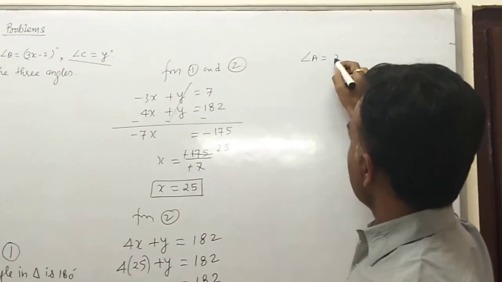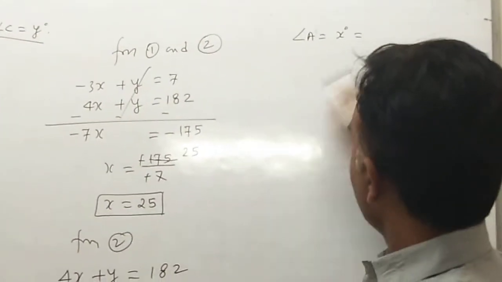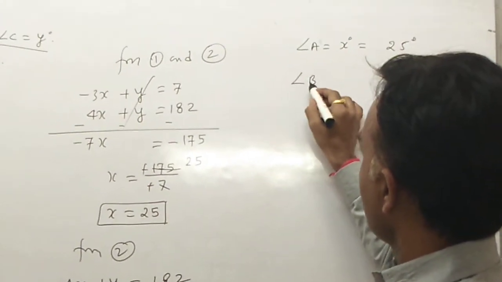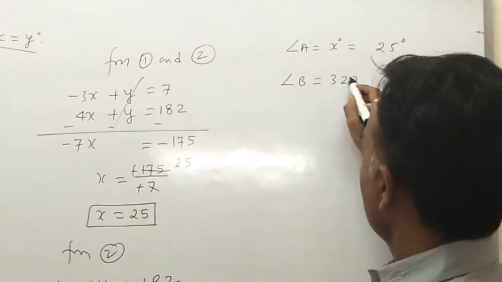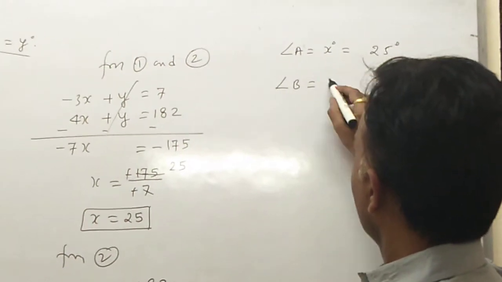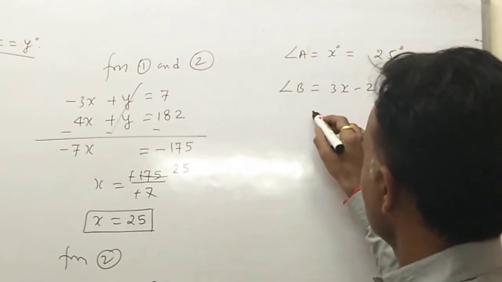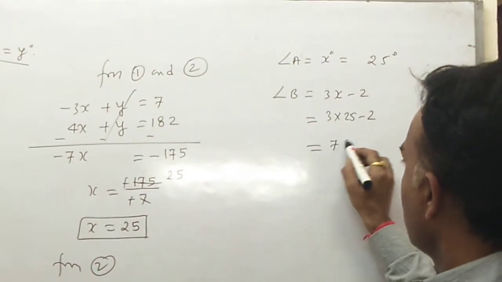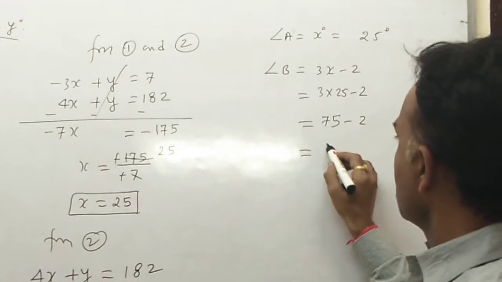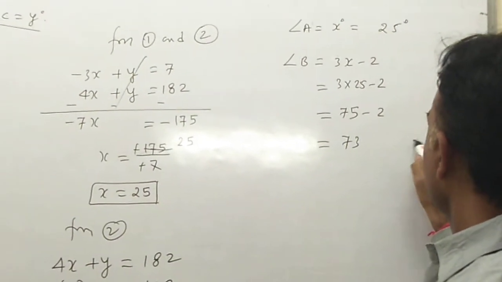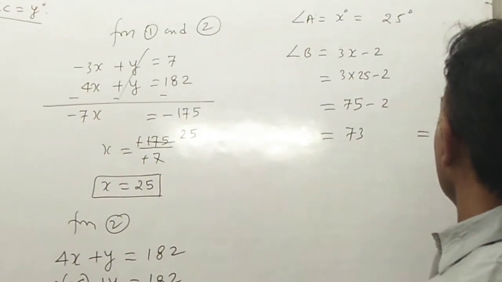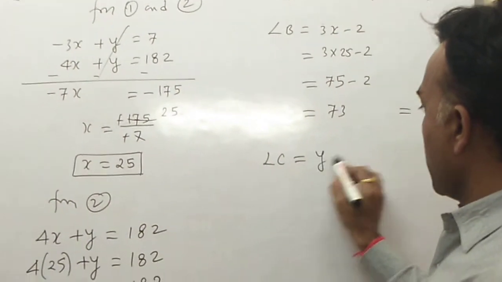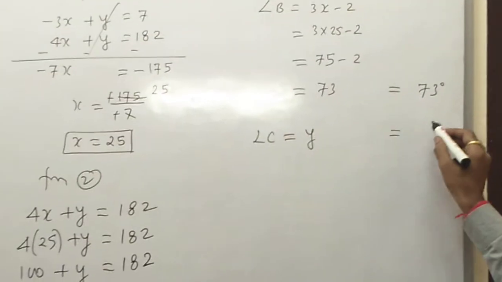So angle A is x degrees, and x we know is 25. So x is 25 degrees. Now you calculate angle B, because angle B is 3x minus 2. So 3 into 25 minus 2, 75 minus 2, so you have 73. So this angle is 73 degrees. Here you have 25 degrees. Okay, and then angle C is y, and y we know is 82.